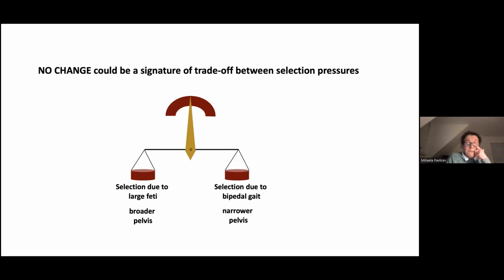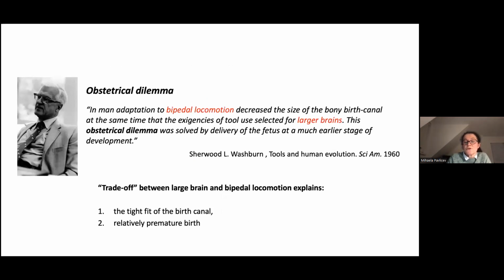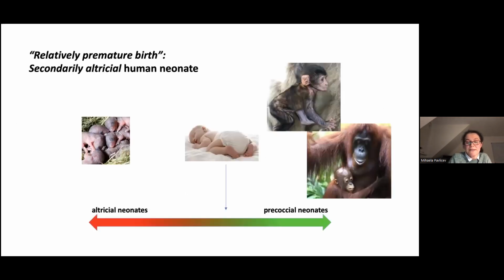So when we look at trade-offs like this, we notice that in this context, of course, not being able to change could actually be a signature of such a trade-off between selection pressures. And in this case, it would be selection due to large heads for a broader pelvis, and due to gait, due to bipedal gait, for a narrower pelvis. So Washburn did really two things. He said that the tight fit of the birth canal is such a trade-off, but he also talks about the relatively premature birth. And let's get that one first out of the way.